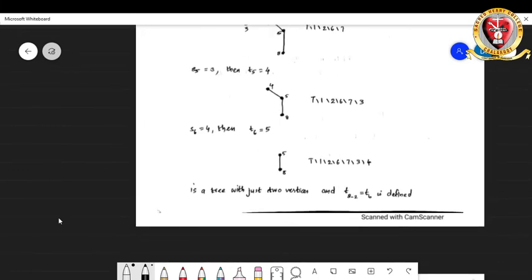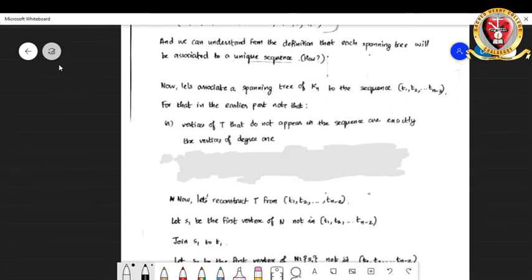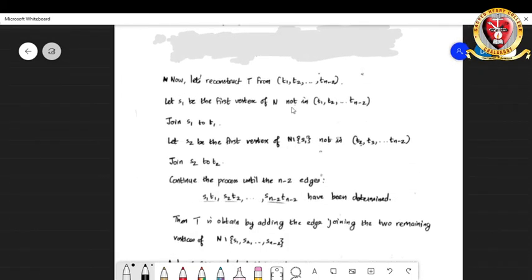Okay, so to prove part 2, the second part, suppose you have the sequence T1, T2, etc., Tn minus 2, you are going to reconstruct T from this sequence. Suppose S1 is the first vertex of N not in this sequence T1, T2, etc., Tn minus 2, then join this S1 with T1.